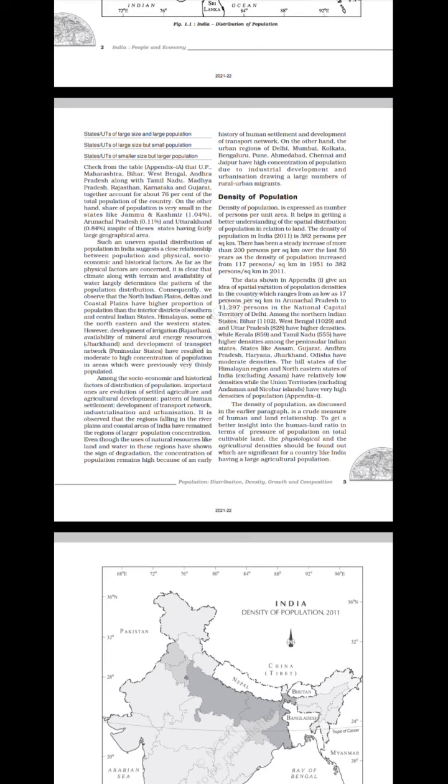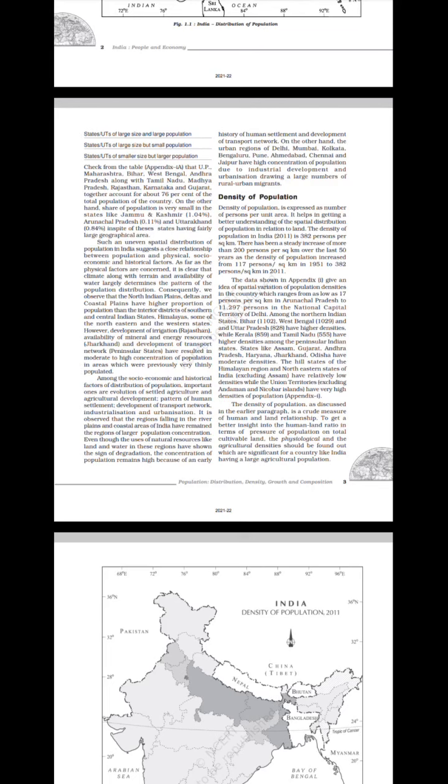Check from the table appendix 1A that UP, Maharashtra, Bihar, West Bengal, Andhra Pradesh along with Tamil Nadu, Madhya Pradesh, Rajasthan, Karnataka and Gujarat together account for about 76% of the total population of the country. On the other hand, share of population is very small in the states like Jammu and Kashmir 1.04%, Arunachal Pradesh 0.11% and Uttarakhand 0.84% in spite of these states having very large geographical area.